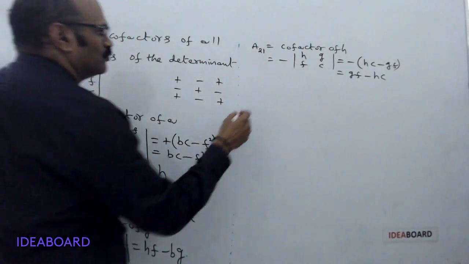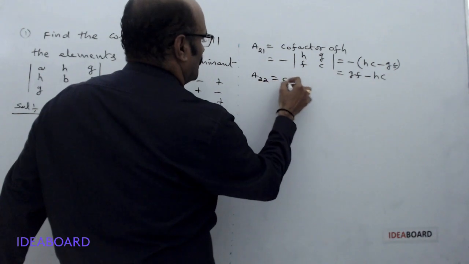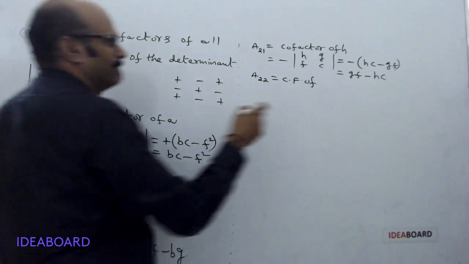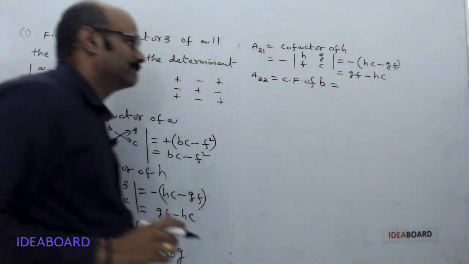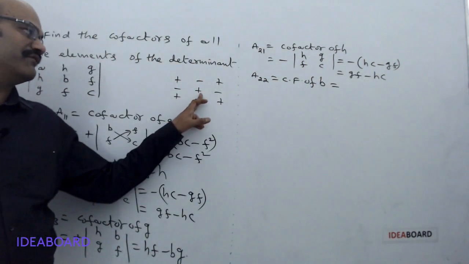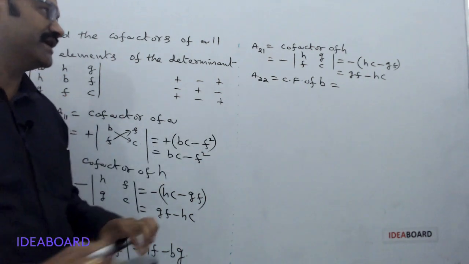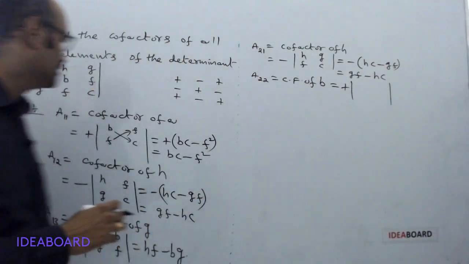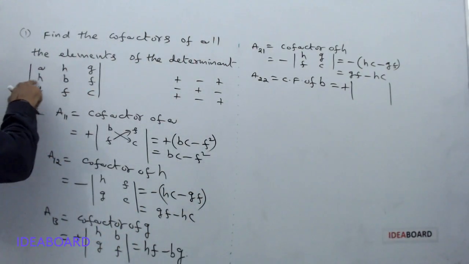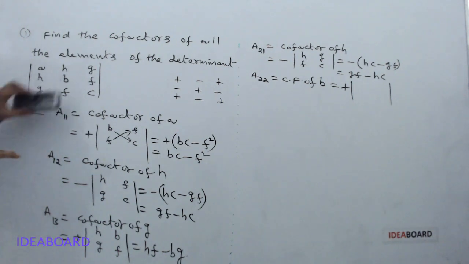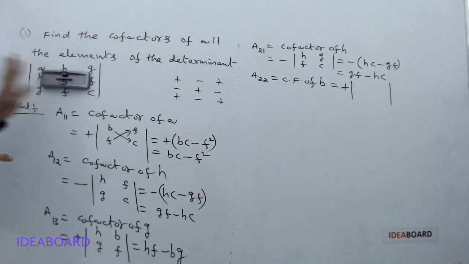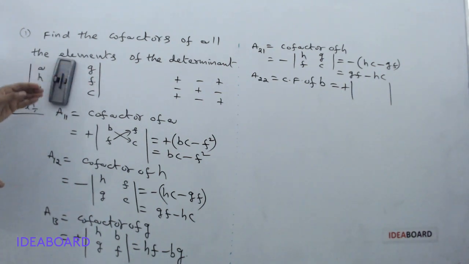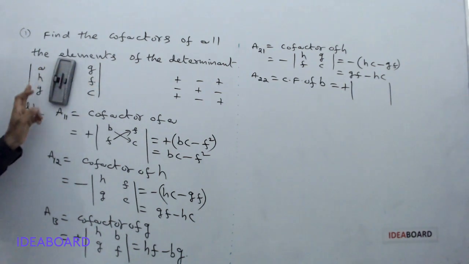Now A22 equal to cofactor of B. Now we are having the sign plus here, so take the sign plus first into minor of B we should find now. So the minor of B, the element B lies in second row and second column. So close the second row and second column. So the remaining four elements are A, G, G, C.